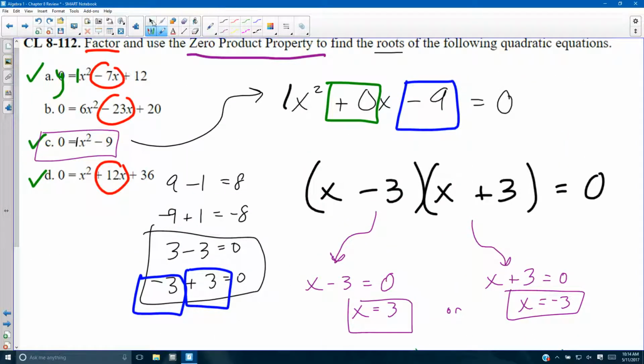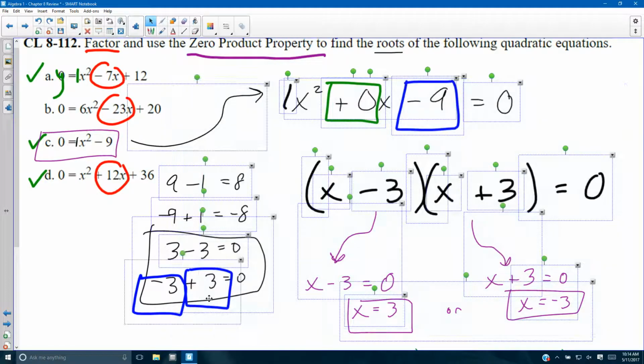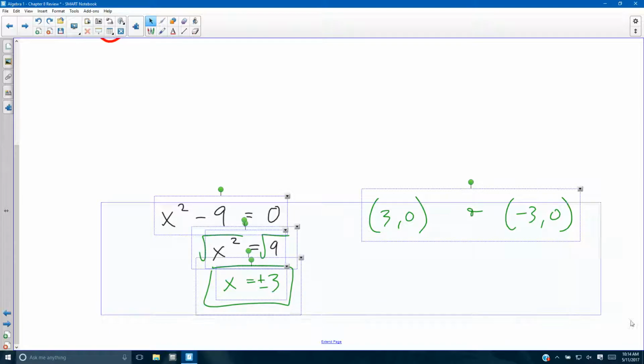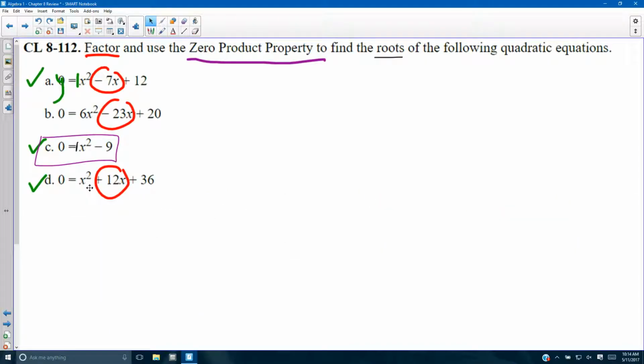One more problem. This will be the quickest of them all. Ready? x squared plus 12x plus 36 equals 0. Check this out. 1x squared. That means the two numbers multiply together to get 36. When they add, they become positive 12. Products of 36 are 36 and 1. 36 plus 1 is 37. 18 and 2. 18 plus 2 is 20. Nope. 12 and 3. 12 plus 3 is 15.